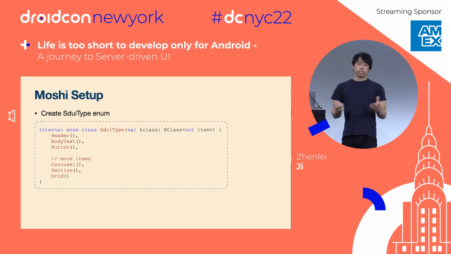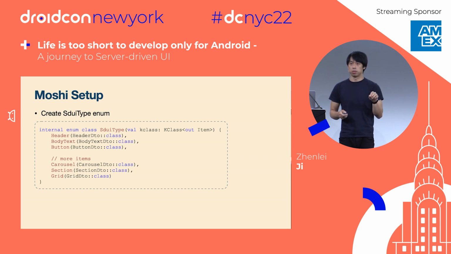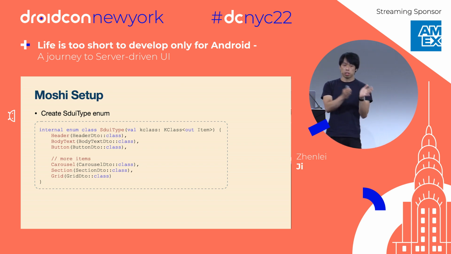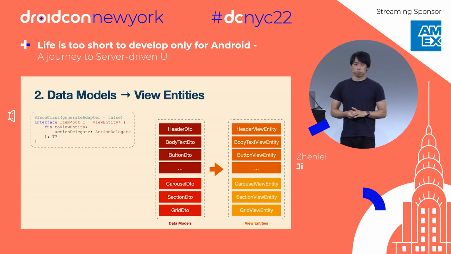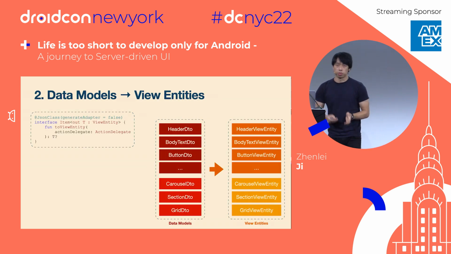Cool. And how do we register all those types in Moshi? We create an enum that has the information of the type, like the header, the body text, the button, the carousel, the section, and the grid. Then we just need to map this to the DTO. We write that, and with this we can get that information and register it in Moshi. Cool. Now, how do we convert the data model to the view entity?